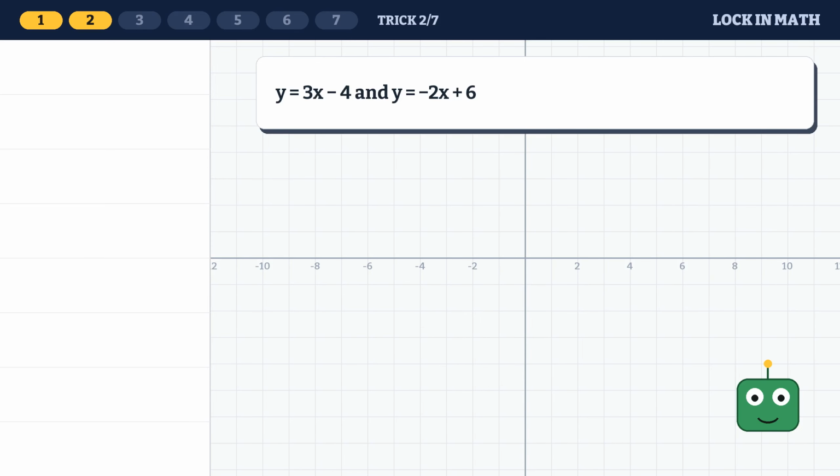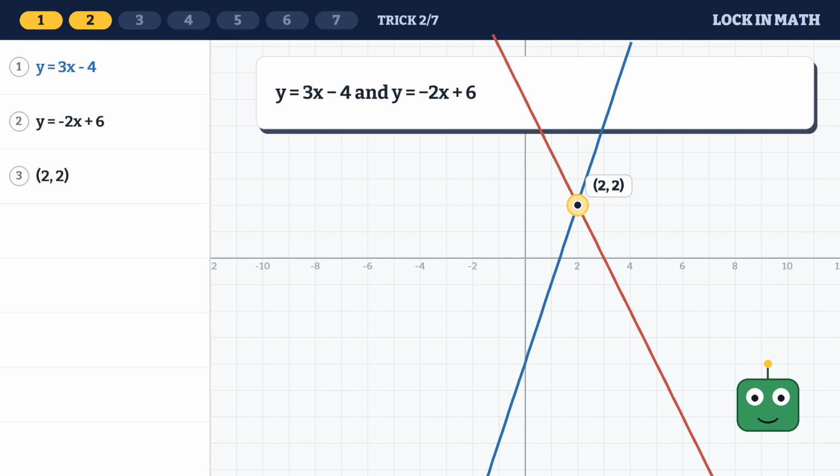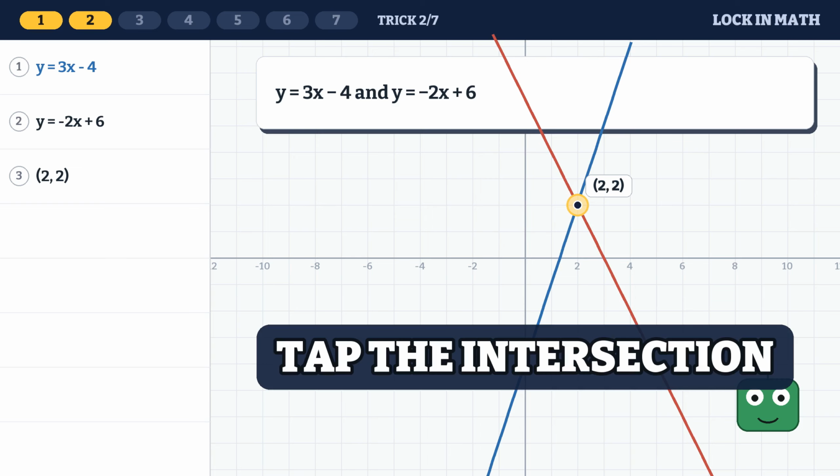Trick 2, systems of equations. You've got y equals 3x minus 4 and y equals negative 2x plus 6. Substitution, elimination, forget both. Type each line into Desmos on its own row. 2 lines pop up, and they cross exactly once. Tap that gray point. It lights up at 2, 2. That's x and y, done in 8 seconds.